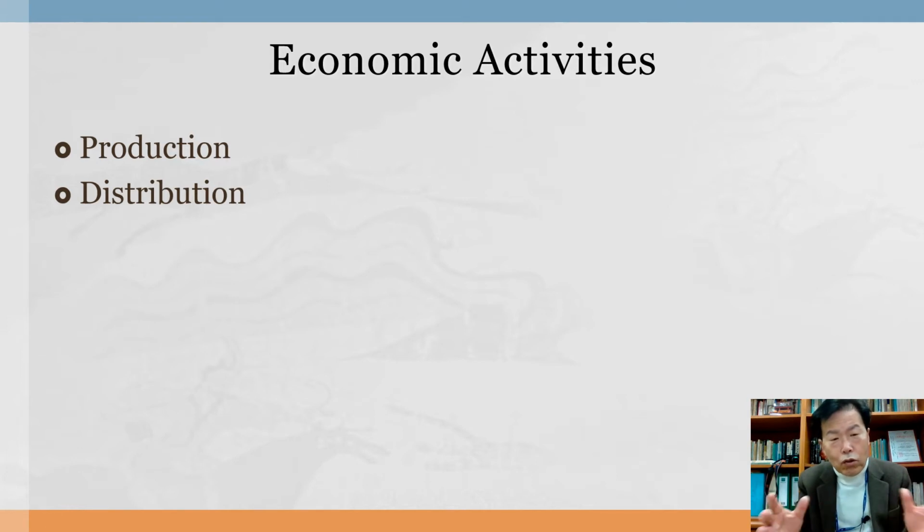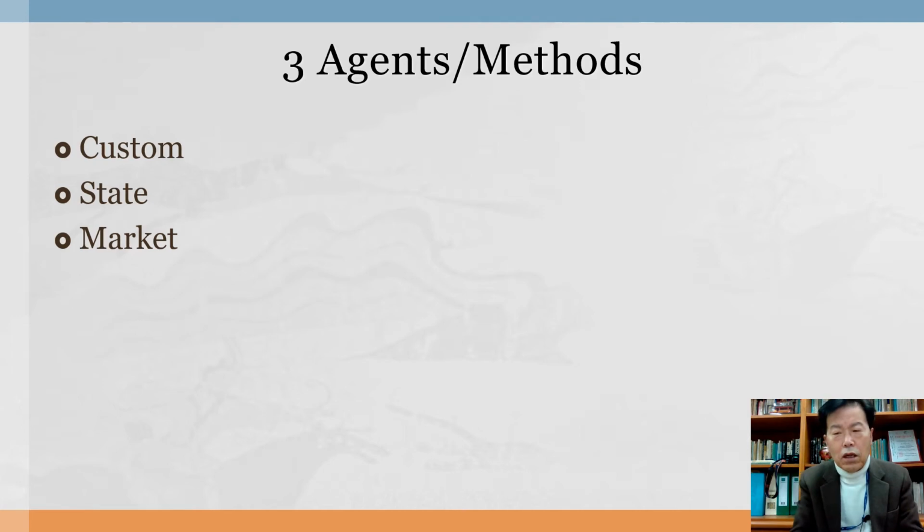But how do you organize the productive activities and the distributive activities? That's the real question. One of the readings I assigned, Heilbroner's The Making of Economic Society, discusses this issue in chapter 1. He identifies three main agents or methods of organizing economic activities, which means productive activities and distributive activities. The first is custom, the second is state, and the third is market.